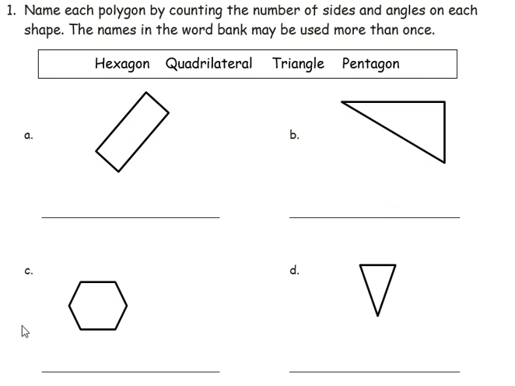Question 1 says, name each polygon by counting the number of sides and angles on each shape. The names in the word bank may be used more than once. So we have 4 choices here. We have hexagon, quadrilateral, triangle, and pentagon.